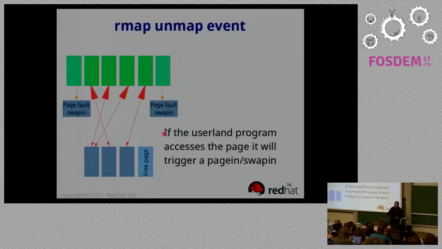Because after we cleared it, or actually better, I should say, make it not present as a swap entry, because then we need to find where the data is in the swap device. After we effectively made it not present, the next time you access the memory, you will get the page fault. And the page fault will do the swap in from disk. So after we actually removed the page tables, we can free the page.